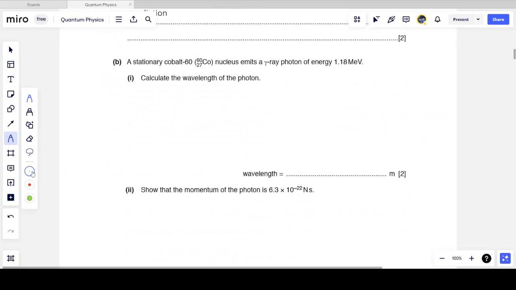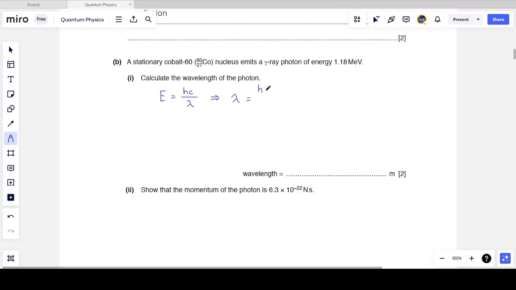Now that's usually the startup question, and then followed by a more in-depth question. We're told that a stationary cobalt-60 nucleus emits a gamma-ray photon of energy 1.18 mega-electron volts. And the first thing we are asked to do is calculate the wavelength of this photon. Well, we know energy and wavelength are related. So energy is hc over wavelength lambda, where h is Planck's constant and c is the speed of electromagnetic radiation, which means I can rearrange this and find the wavelength lambda.